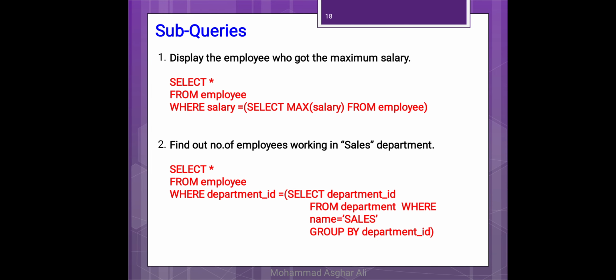These are some queries with answers. Select the employee who got the maximum salary. By using a nested query, it works like this: select asterisk from employee where salary equal to, select max salary from employee. The second question is to find out the number of employees working in the sales department. You can find this with a query, and you can also find it with a subquery. Select asterisk from employee where department ID equal to, select department ID from department where name equal to sales, group by department ID.